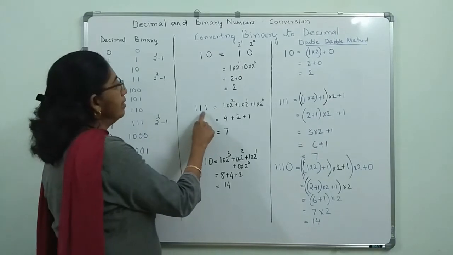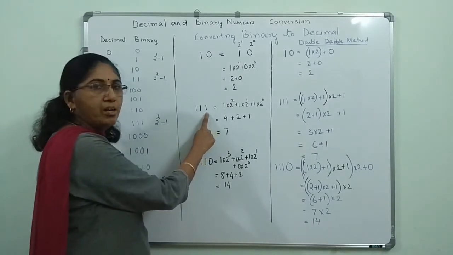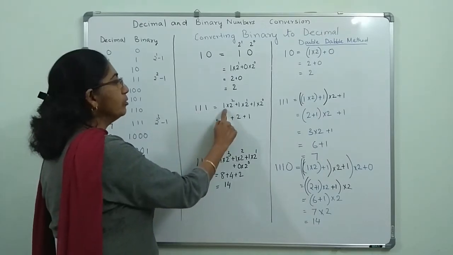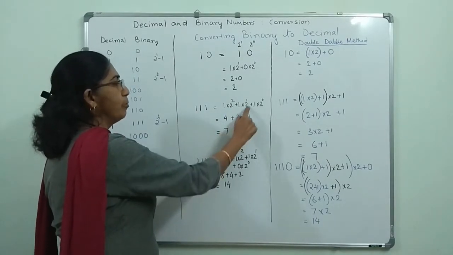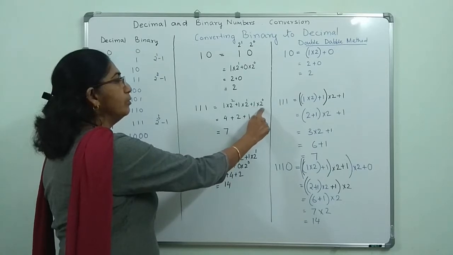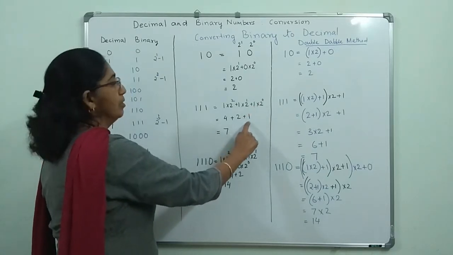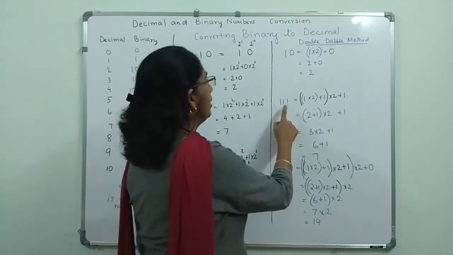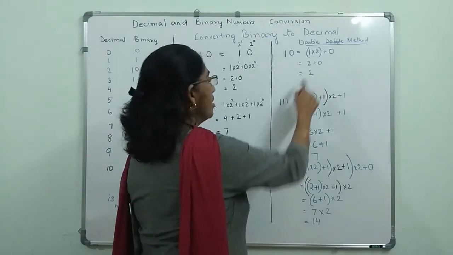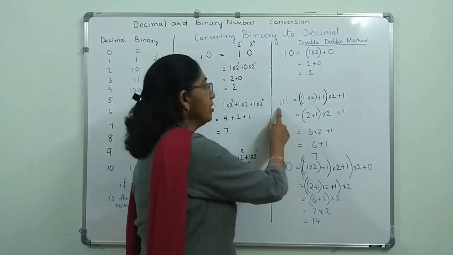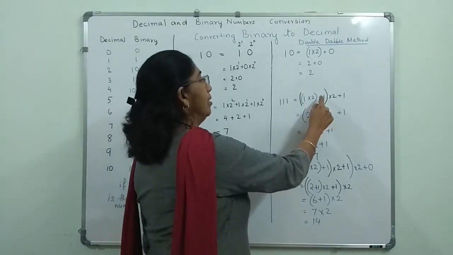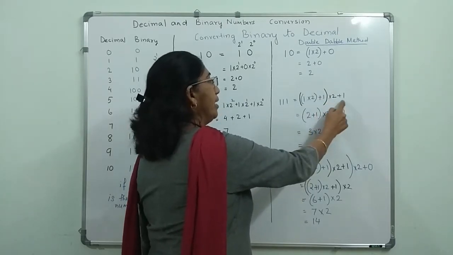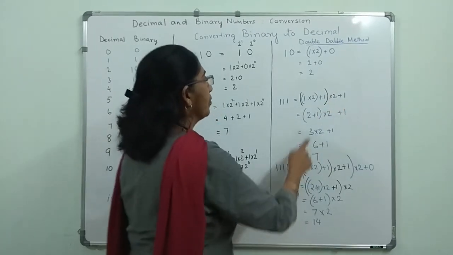1, 1, 1. Again, this one has got positions 2 raised to 0, 2 raised to 1, 2 raised to 2. So you can see it here: 4 plus 2 plus 1 into 2 raised to 0 is 1. So the value is 7. Now let us see the double method. Here again the same positions. You take the leftmost digit, multiply it by 2, add the next digit to it, the whole thing multiplied by 2, again add the next digit, and so on.